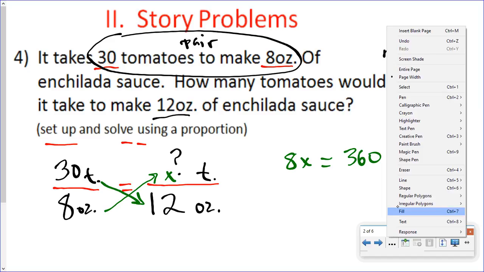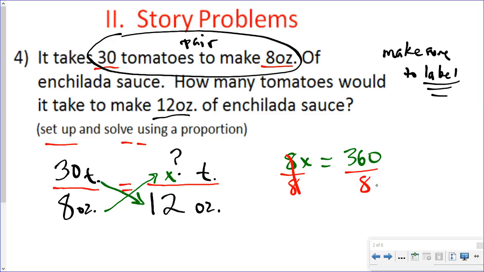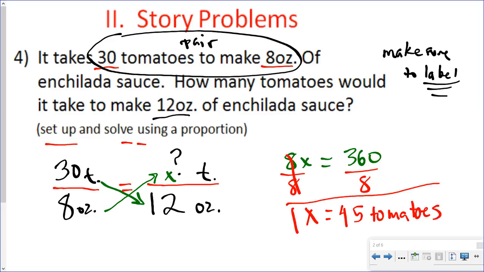Well, now I'm going to divide by 8 on both sides. It's pretty simple. And 360 divided by 8, does anybody know? I've got to pull up my calculator here. 360 divided by 8 gives me 45 tomatoes. Which now I think makes sense: 30 tomatoes for 8 ounces, and then 45 tomatoes for 12 ounces.